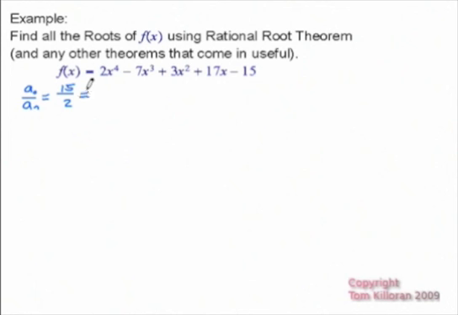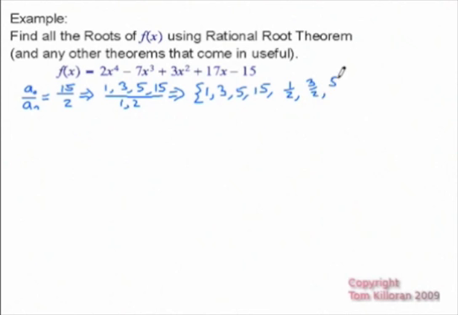So when we do the factors at the top and the bottom, we're going to get 1, 3, 5, and 15 for the 15. And for the 2, we're going to get a 1 and a 2. And then finding all the factors over each other, we're going to get 1, 3, 5, and 15, and 1 half, 3 halves, 5 halves, and hopefully we won't get to it, 15 halves.